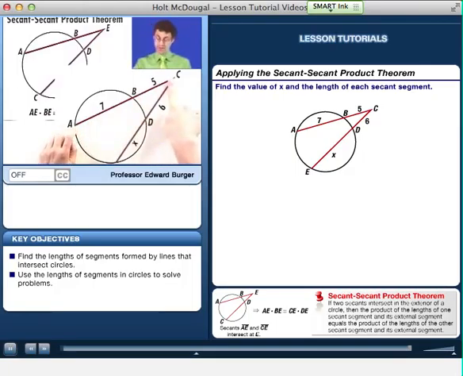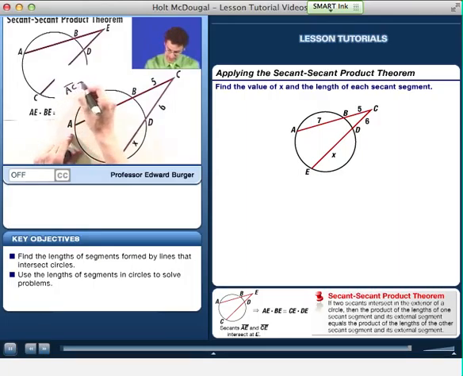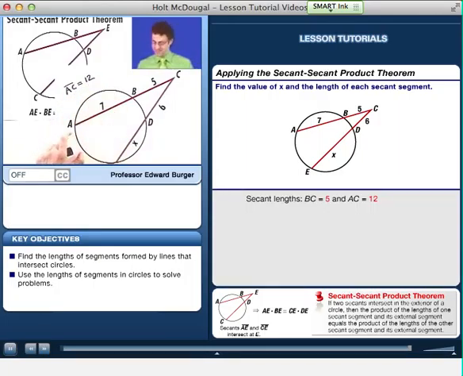Now, one of those questions is really easy. This secant we can figure out pretty fast. It's just 7 plus 5, that's 12. So AC equals 12. That was pretty easy. All right, but now the x remains. So let's now set this up.